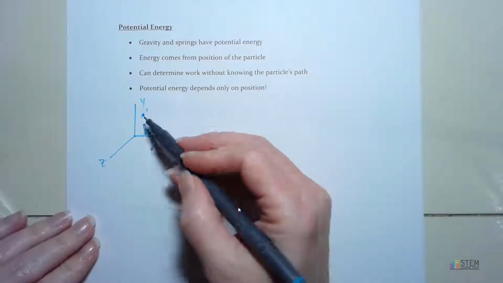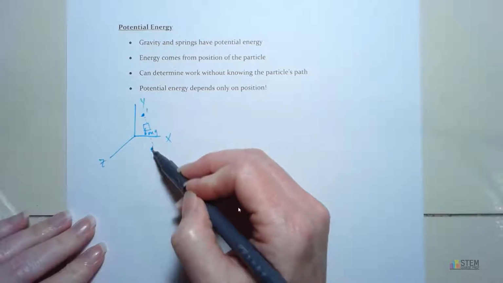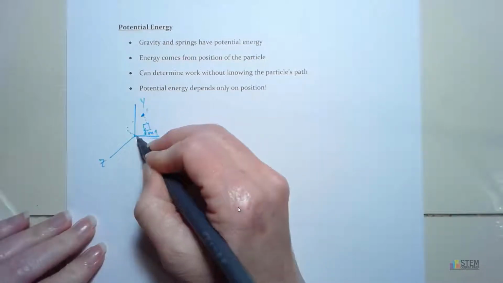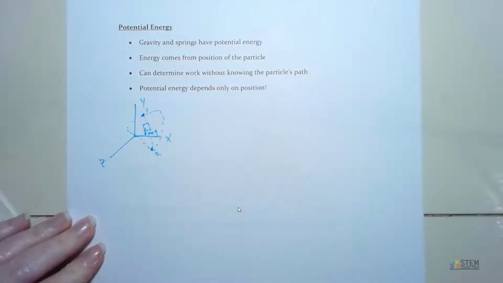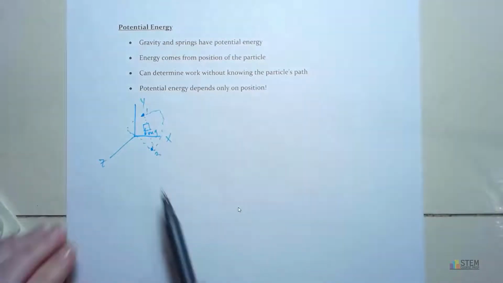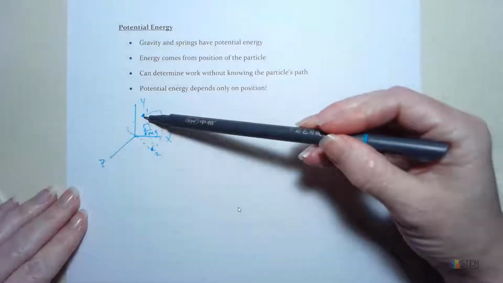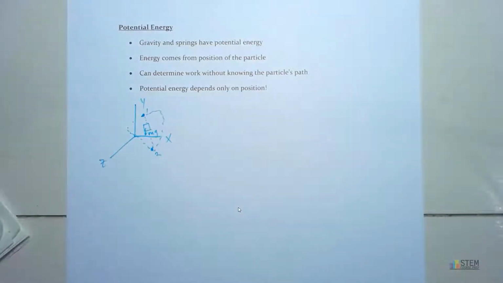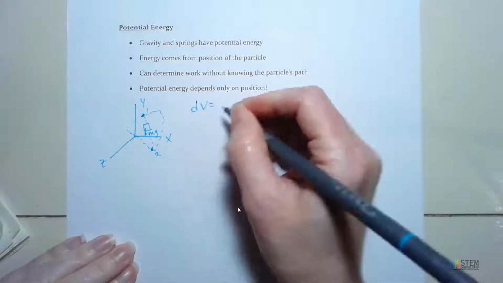Now, technically I could take multiple paths to get between 1 and 2. I could go this way, or this way, or this way. It's not going to matter. Any of these three, we don't care. All we care about is the starting point and the end point when we use potential energy. So let's go ahead and derive our equations, and then you'll see why that is.